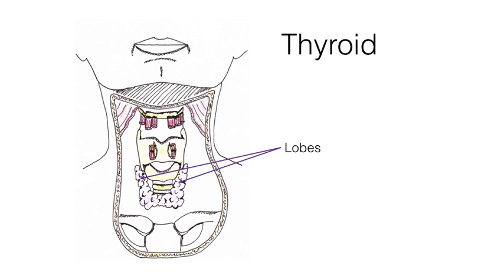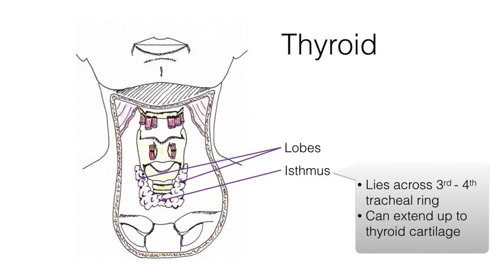If we take away the muscles, the next important structure we come across is the thyroid gland. This consists of two lobes which lie on either side of the trachea and extend upwards towards the thyroid cartilage. They are joined in the middle by the isthmus, which lies across the trachea, usually at about the third to fourth tracheal ring, although it can extend upwards towards the thyroid cartilage and even across the cricothyroid membrane.